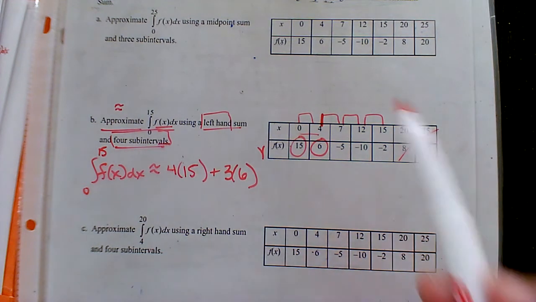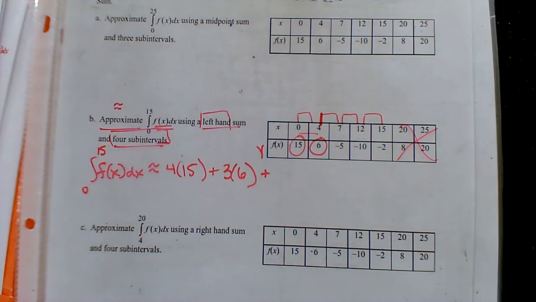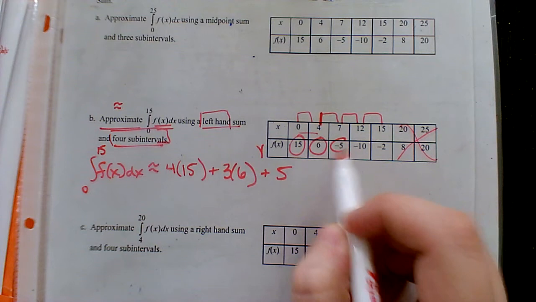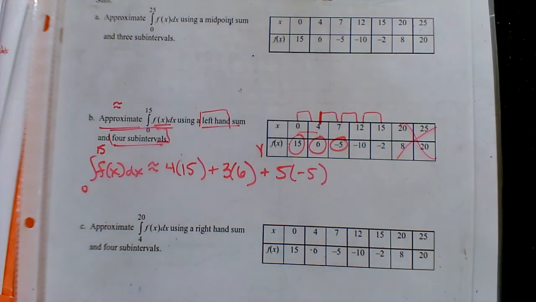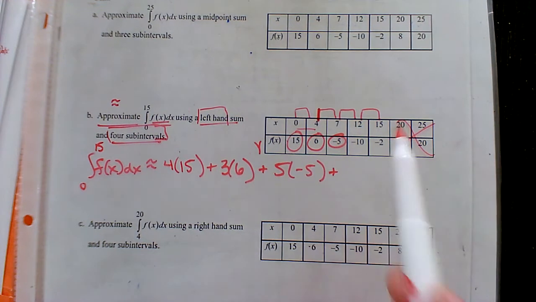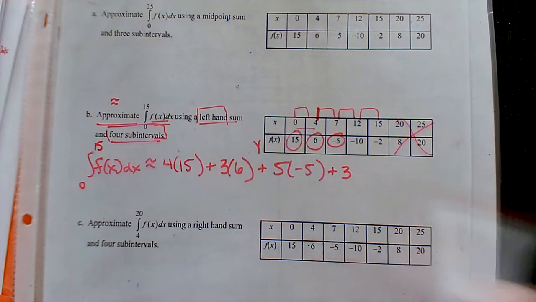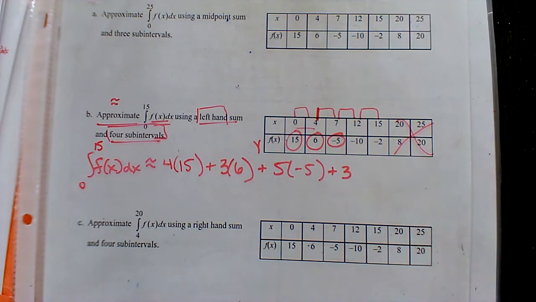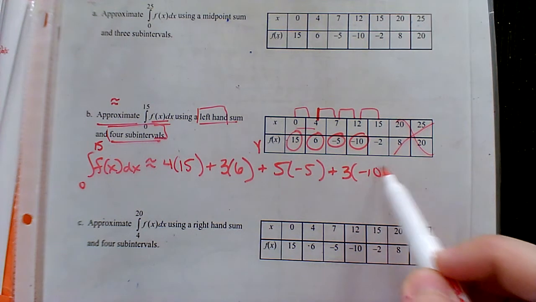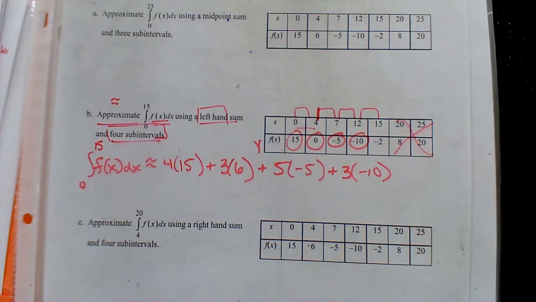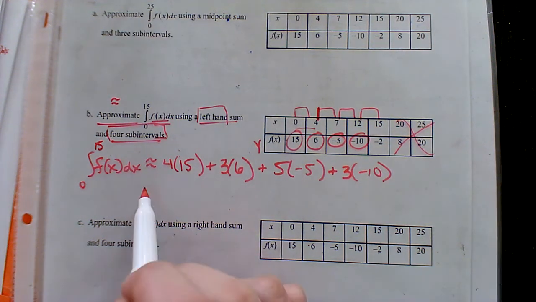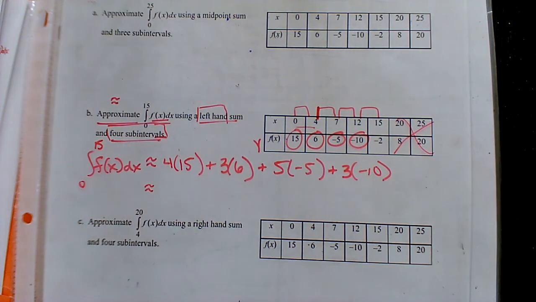Okay, we're going to repeat the process. The next rectangle goes from 7 to 12. That's a base length of 5. The left height is -5. That just means you're below the x-axis. And our last rectangle goes from 12 to 15, so that's a base of 3, and the left endpoint is -10. All right, so go ahead and calculate those individual areas and add them up. Let's get an approximation to the area under the curve.